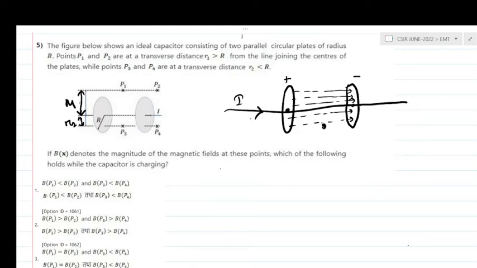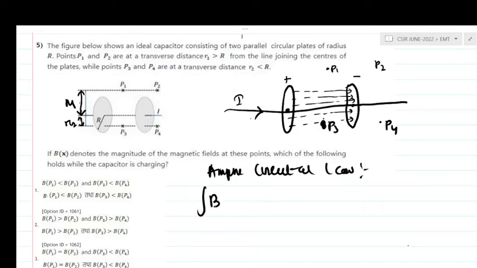One point is here, inside, in between the capacitor. P3, and another is at P4, and another two are at P1 and P2. So by using Ampere's circuital law, you can find the magnitude of magnetic fields. Integration of B dot dl is equal to mu naught I enclosed, you know.